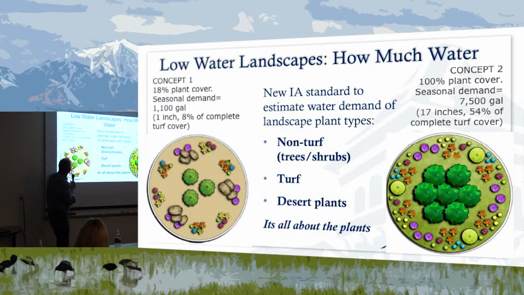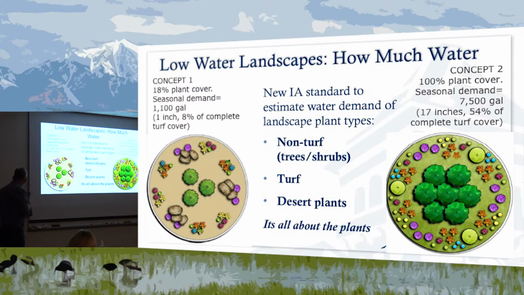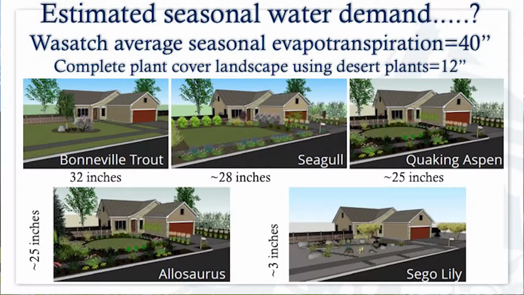For example, this is a landscape our colleague Ann Spranger designed, where there's only 18% plant cover, and the seasonal demand is 1,100 gallons, which is 1 inch. So it's 8% of complete turf cover. Another concept: complete plant cover, 100% plant cover, but using adapted plants, and its water demand is only 7,500 gallons, or 17 inches of turf grass. And we can take that a step further to the Envision Utah landscape scenarios.